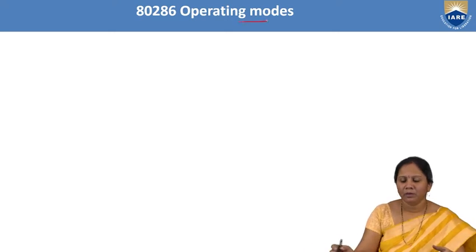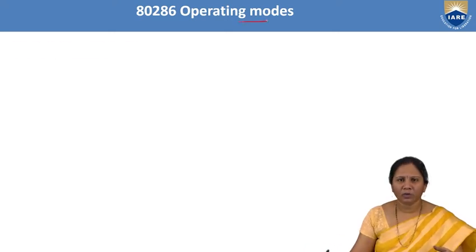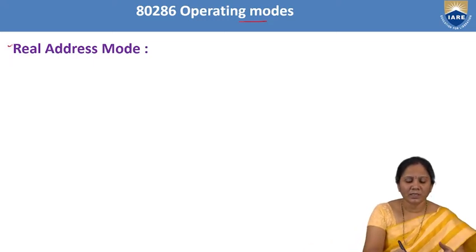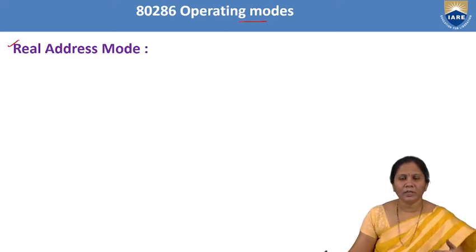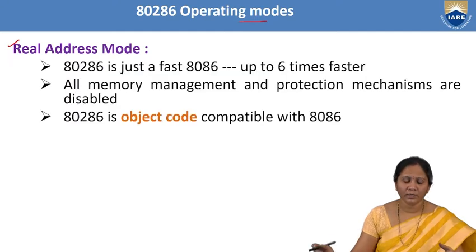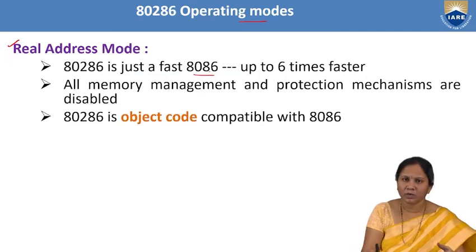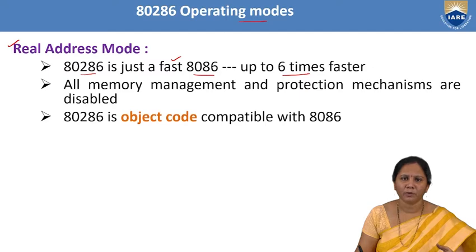Now, the 80286 microprocessor has two operating modes. One is real address mode. When it is operating in the real address mode, it acts as an 8086 microprocessor, but a fast 8086 microprocessor. That means the operation of this 80286 microprocessor will be 6 times faster than the 8086 microprocessor.